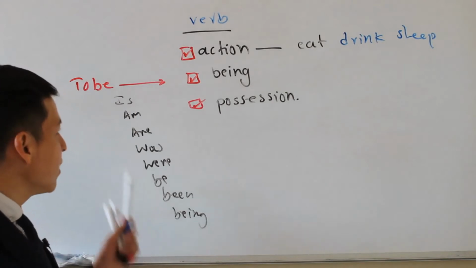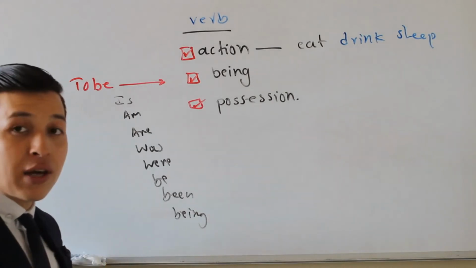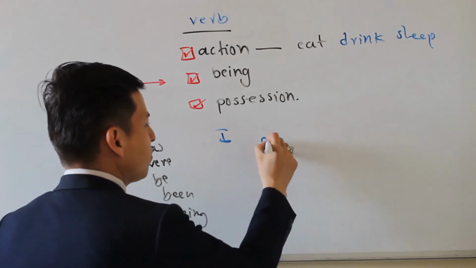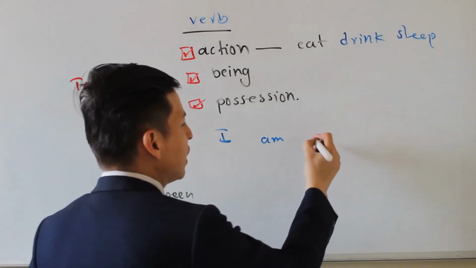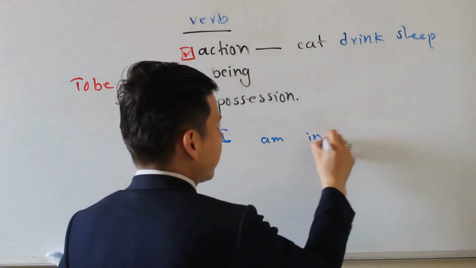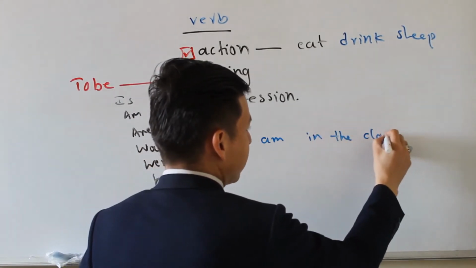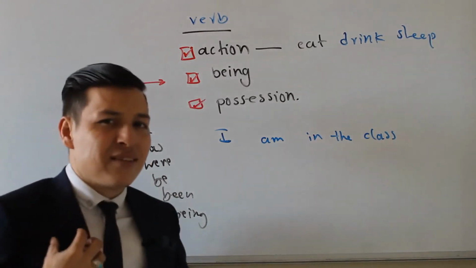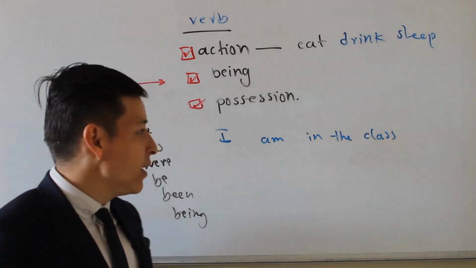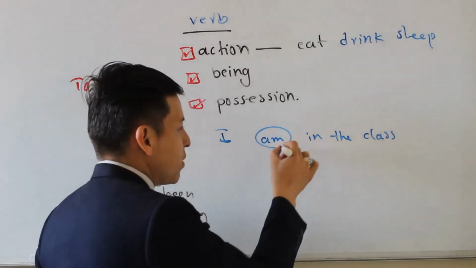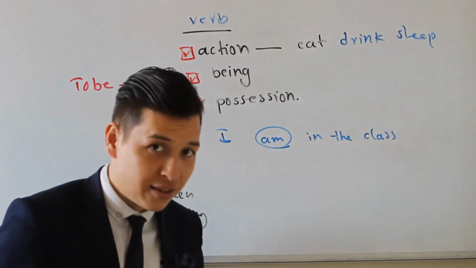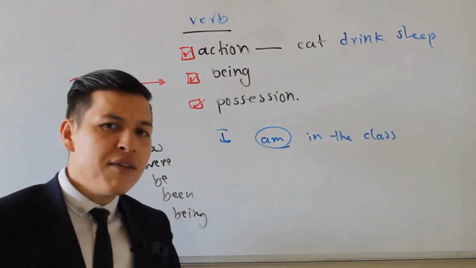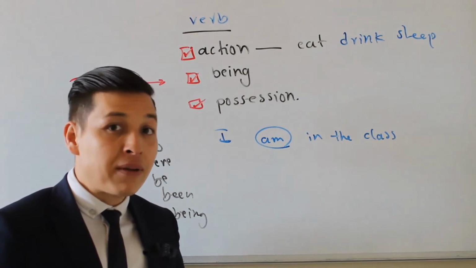Now I want to give you an example about how a verb shows being. For example, when I say, where am I? I'm in the class. I'm in the class. So my existence, where am I exactly? This to be verb is showing my existence. So where am I? I'm in the class. So it shows being.